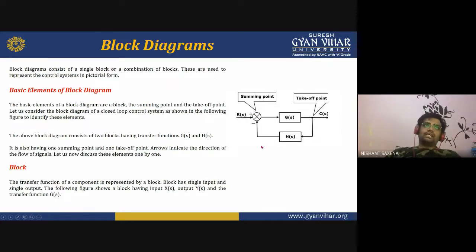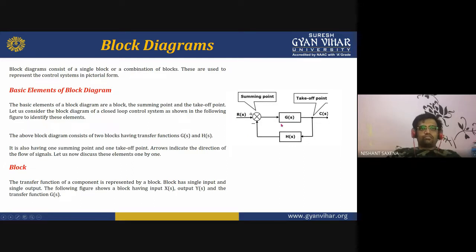Now, what are the basic elements of a block diagram? There are several basic elements of a block diagram, like the summing point, the takeoff point, then we have the blocks, then we have the feedback path, then we have the disturbances which have not been shown over here, and a lot of other elements which will be discussed later in this section.